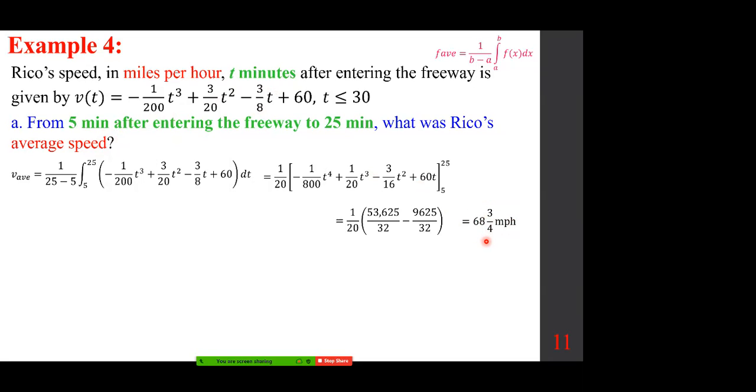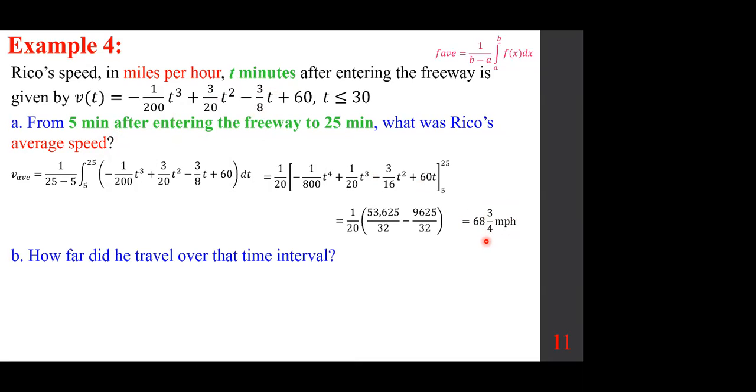Now, the next part is asking, how far did Rico travel over that interval? So remember what happens. This is the average speed. I hope you remember D equals RT. The average speed, if you multiply it by time, gives you the distance.